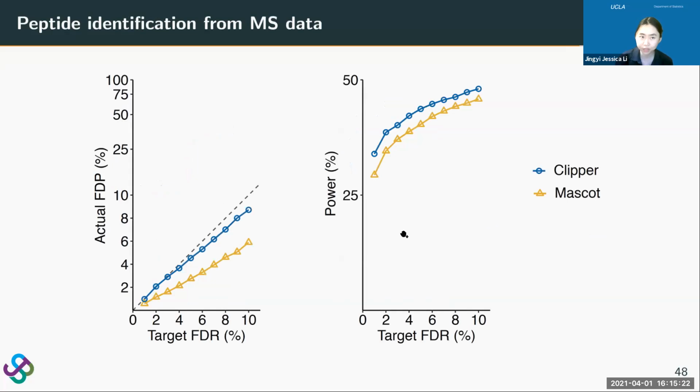The second application is peptide identification from mass spectrometry data, where Mascot is a popular software. We see that its FDR control is actually okay. And we compare Clipper with it, and we find that under the FDR control, we have better power.